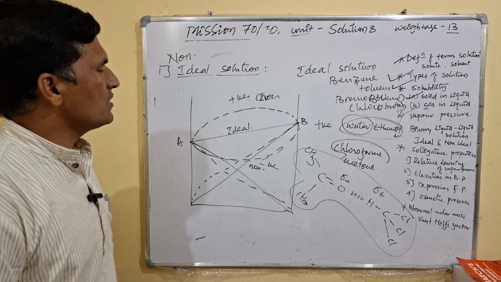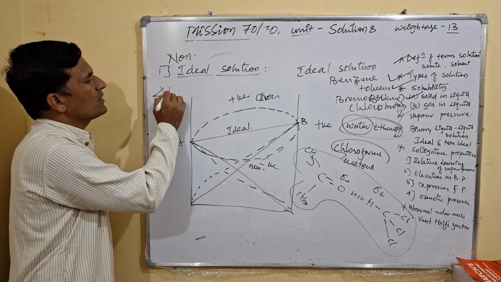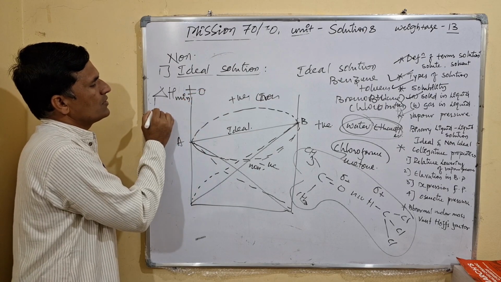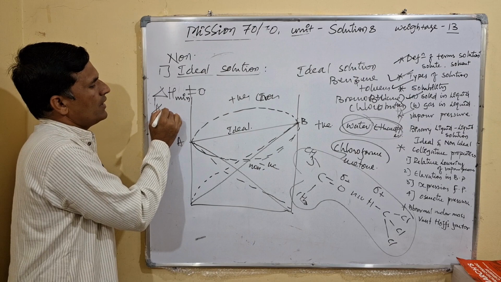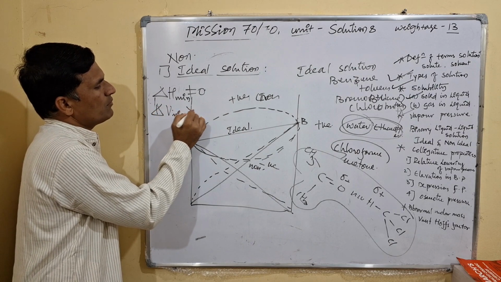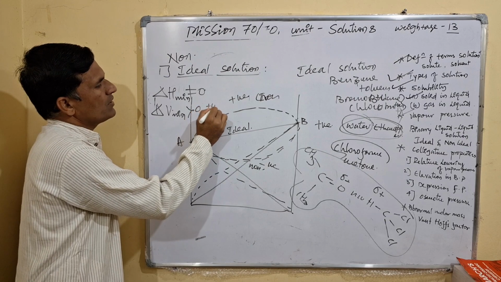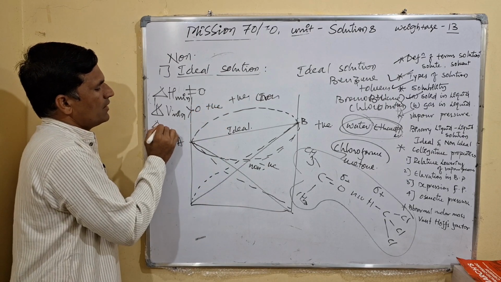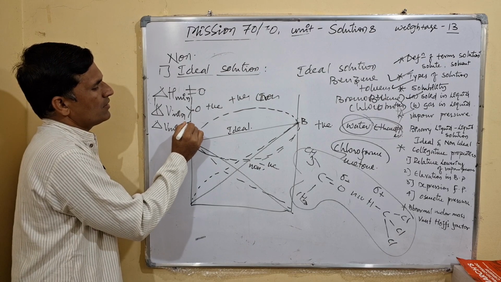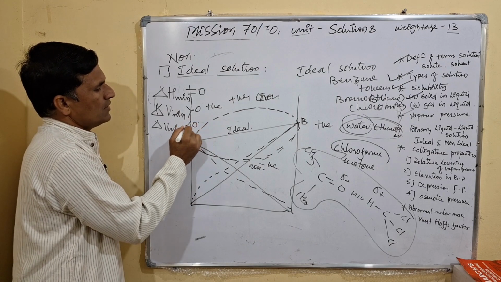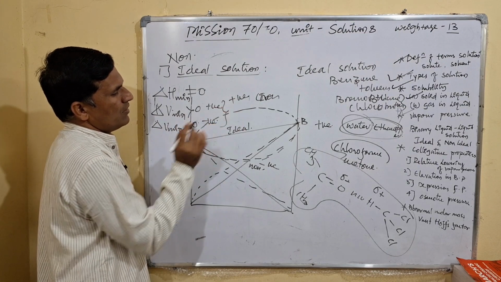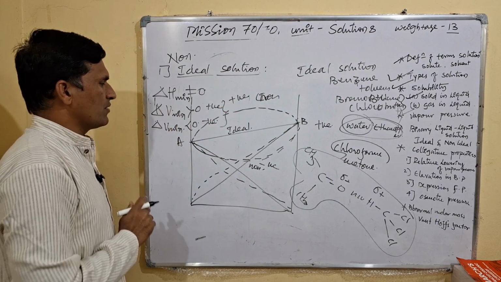Okay, and always remember, enthalpy of mixing will not be equal to 0. And the change in volume of mixing, always remember, is greater than 0 for positive deviation, and volume change upon mixing for a non-ideal solution is less than 0 for negative deviation. These two in the non-ideal condition, you should remember.